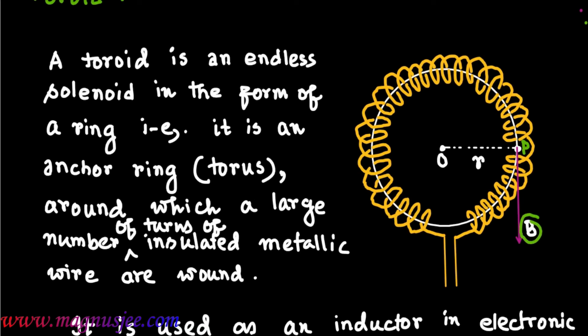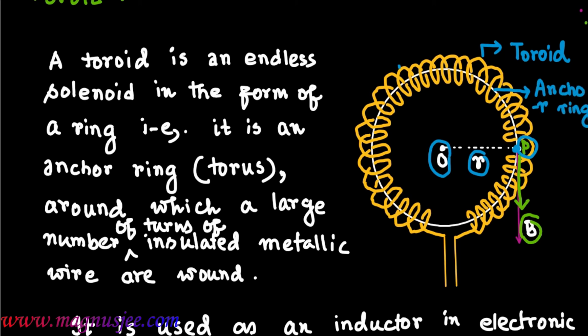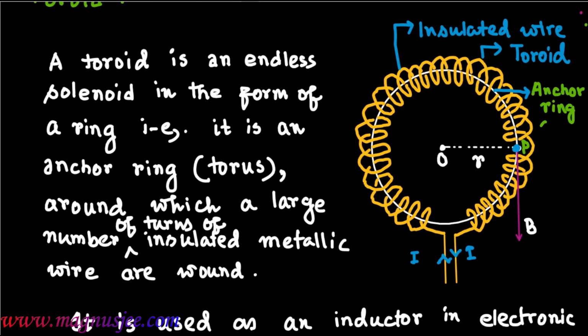Now in the diagram, B is the magnetic field which acts tangentially. B is the magnetic field at the point P, and r is the distance of the point P from the center O. This is a toroid, and this white color ring is the anchor ring, on which a large number of turns of insulated metallic wire are wound. This is insulated wire. I is the current which is flowing through the toroid as shown in the figure.